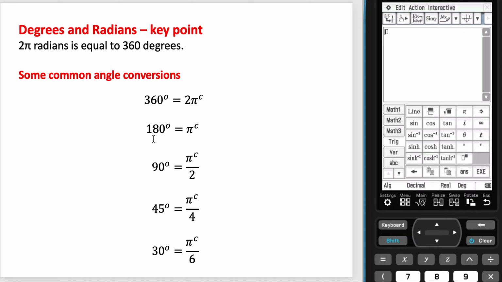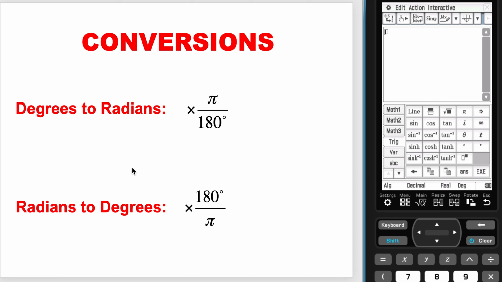So using this idea of 180 degrees equaling pi radians, we get these two really nice conversions. Anytime you are asked to convert a degrees angle into radians, you can multiply it by pi over 180. That's just because for every 1 degree, there are pi over 180 radians. And when we have to convert the other way, from radians to degrees, we multiply by 180 over pi. Again, that's just because each single 1 radian is equal to 180 over pi degrees.